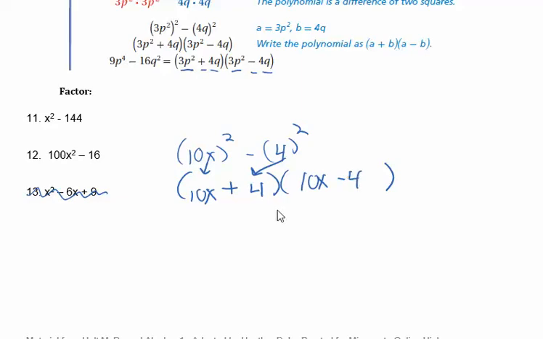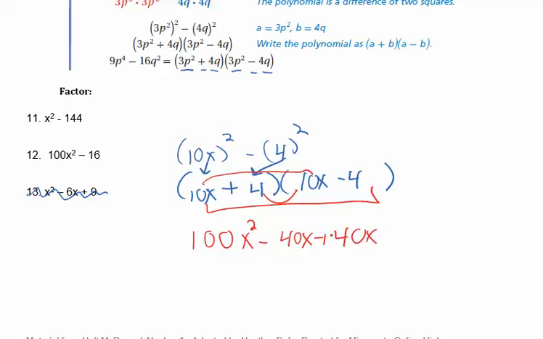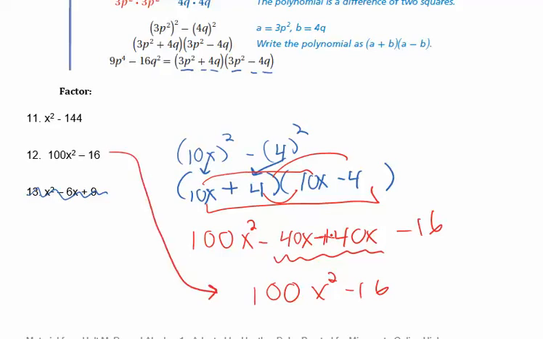And we can check this by FOIL, just like we did before. So 10x times 10x is 100x squared. Then we have 10x times negative 4, which is minus 40x. Then the inner would be 4 times 10x, which is a positive 40x. And then the last times last would be minus 16. These cancel because we have negative 40x plus 40x. So we end up with 100x squared minus 16, which is indeed what we started with.